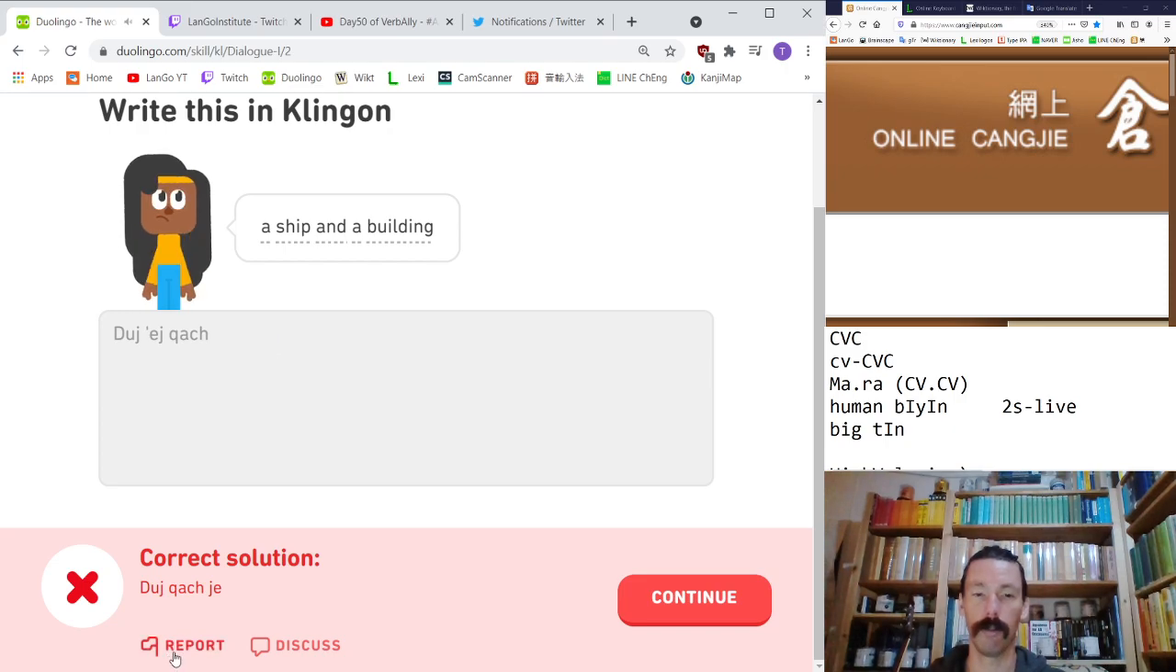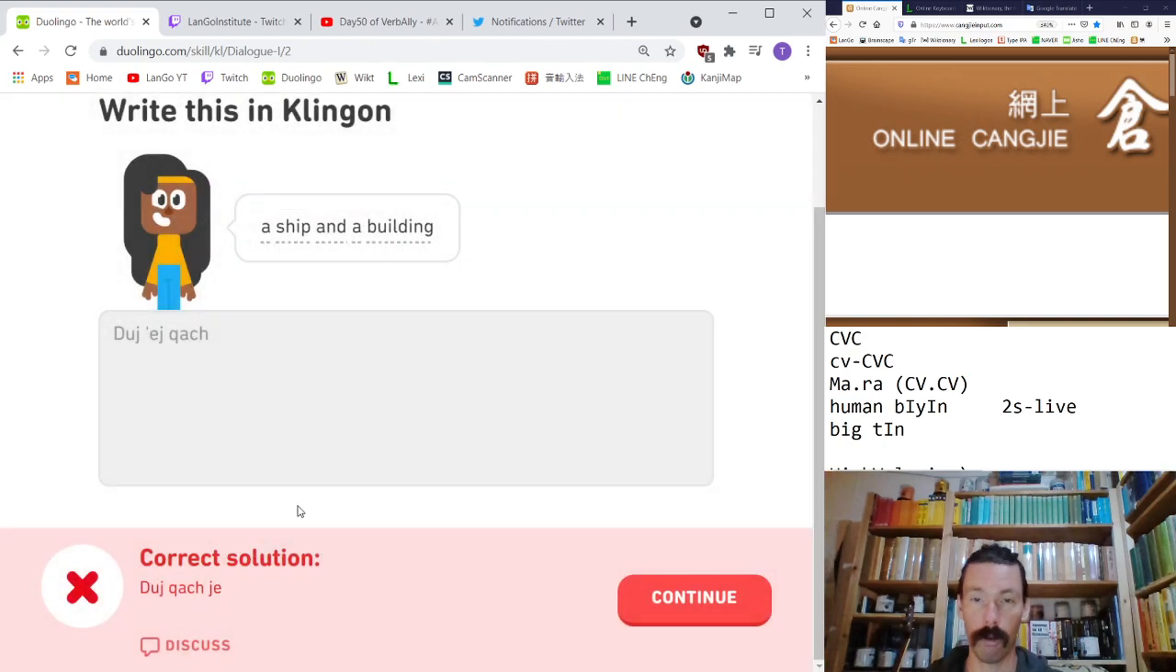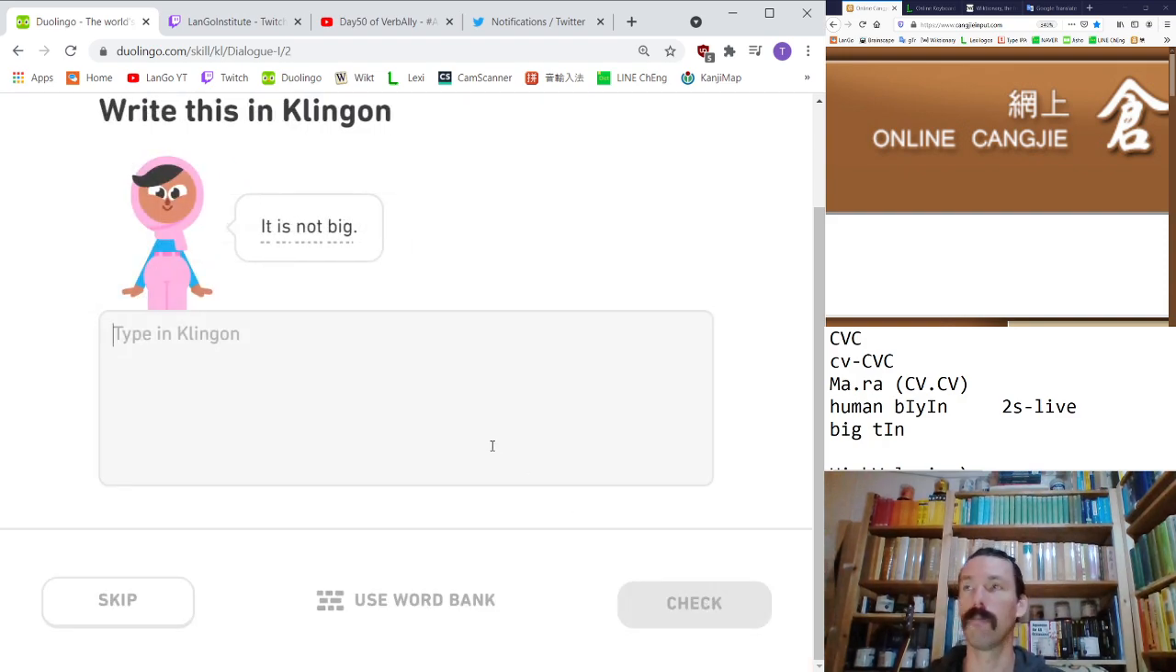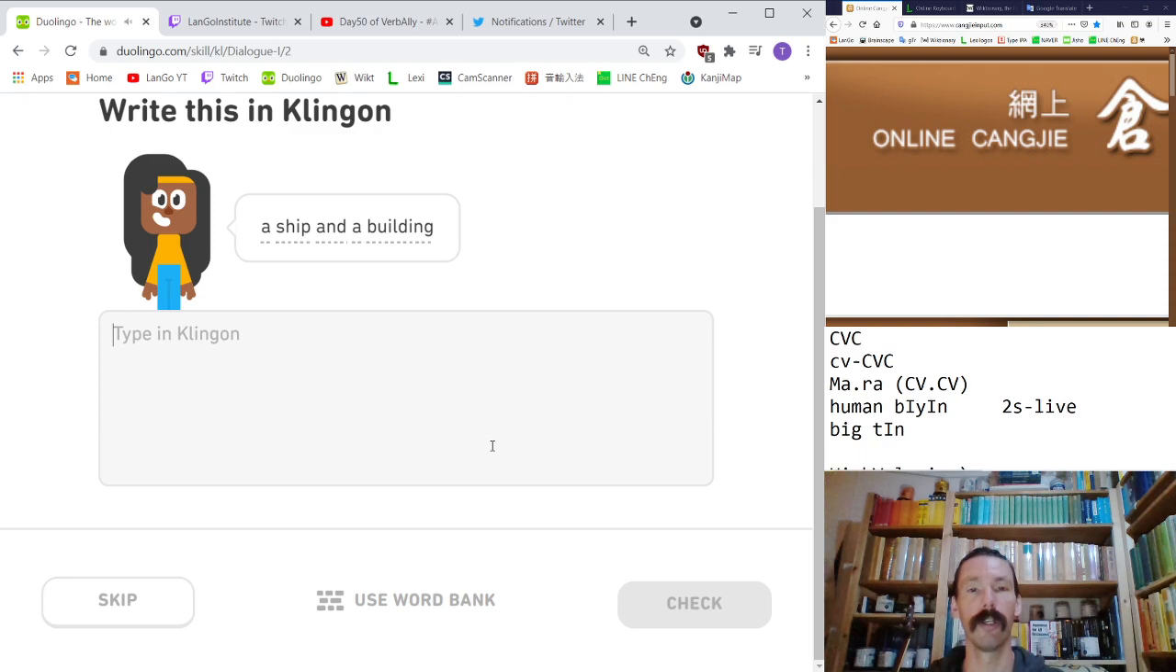Well. Alright, if you want it that way. Maybe there's different ands for like noun and noun versus clause and clause. Is that what's up? It is not big. Tin is big. Tin bet. And then for it, we could say oh. Tin bet oh. A ship. Duj. In a building. Hutch.